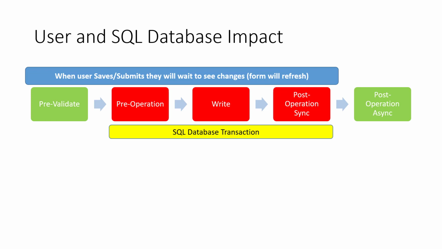Pre-operation, most importantly, is in the transaction. Write: there's nothing we can do here because the database is actually being written to. Post-operation sync: since the write is successful, we can now work on child records, maybe even the current record that triggered the update. Since we are in the transaction, if there is an issue, we can just roll back the entire transaction. And finally, the post-operation async, which is a great place to do work that the user should not wait for and doesn't need to be in a transaction.